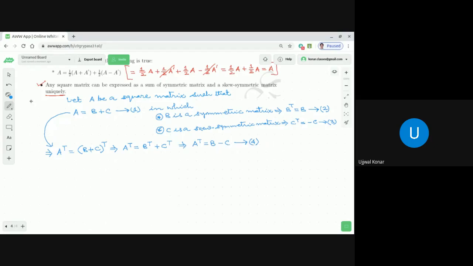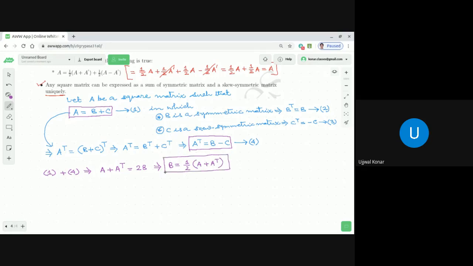In equation 1, we get A is equal to B plus C. And in equation 4, we get A transpose is equal to B minus C. Now let's concentrate on these two equations, equation 1 and equation 4. Let's add both sides of equation 1 and equation 4. What we are going to get? If we add both sides, symbolically 1 plus 4, we will get A plus A transpose is equal to B plus C plus B minus C, that is equal to 2B. That means we get 2B equal to A plus A transpose. So that implies B is equal to 1 by 2 into A plus A transpose. So this is the matrix B, what we achieved.